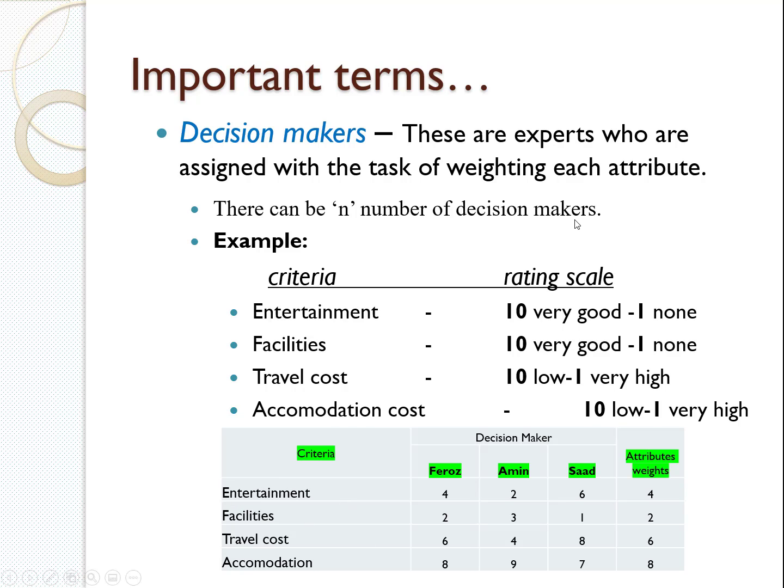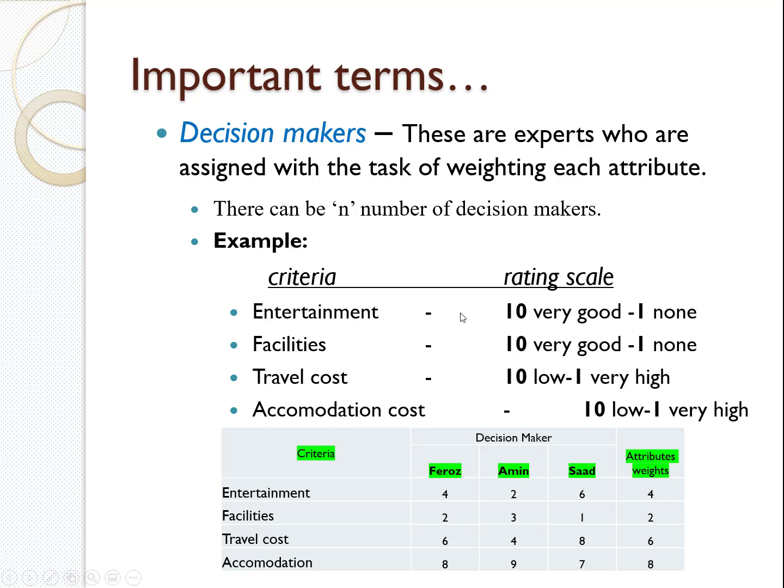There can be n number of decision makers. In this example, we have only included Feroz, Amin, and Saad, 3 decision makers. Let's suppose you include 20 or 50 or 100 decision makers. I will tell you what you need to do then. But before going to that, you need to understand that entertainment and facilities are the 2 benefit criteria. Travel cost and accommodation cost are the 2 cost related criteria.